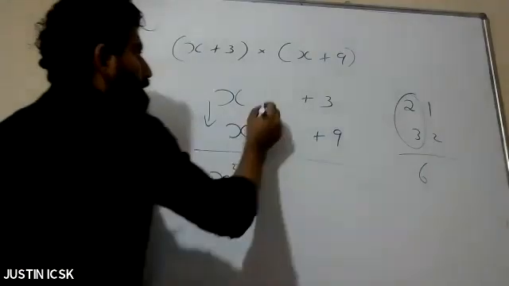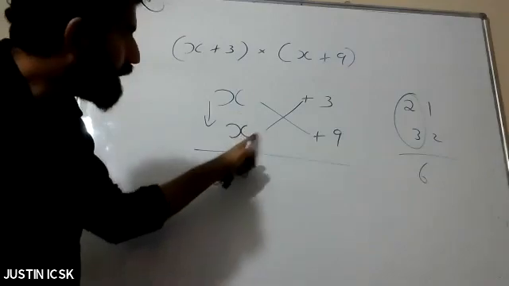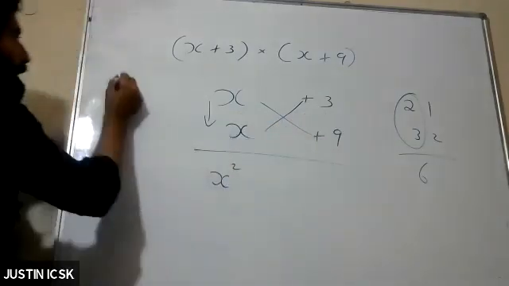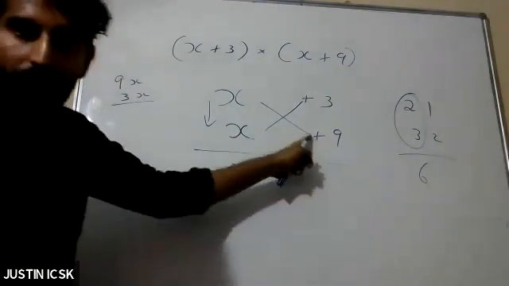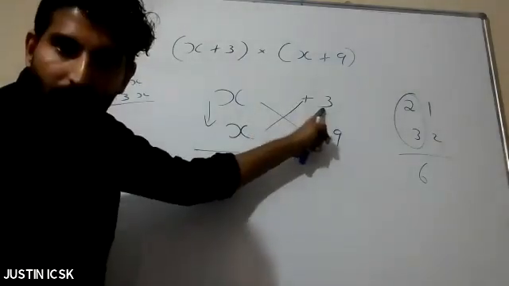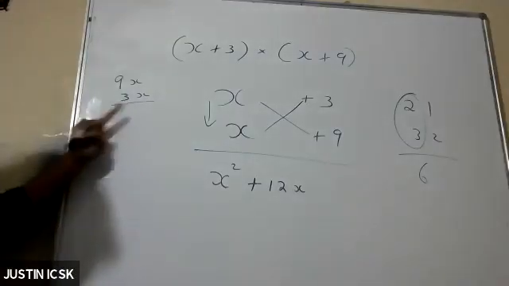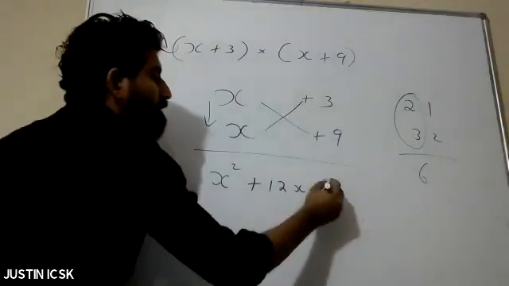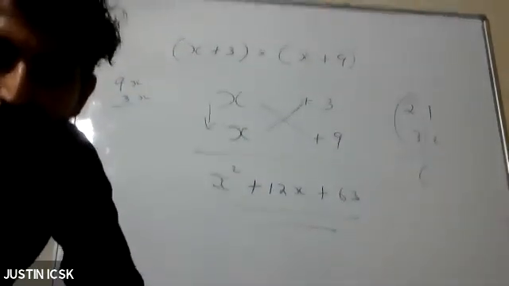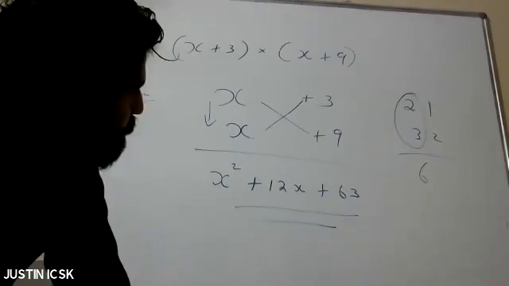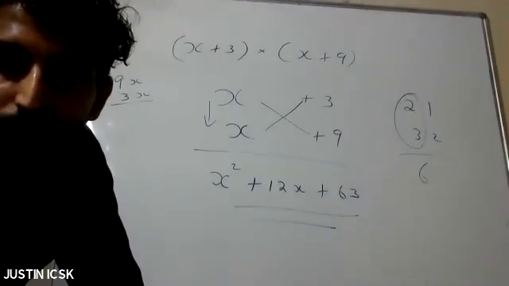After that, cross multiplication, right? 9 into x, 9x. 3 into x, 3x. So you'll get 9x plus 3x, which is 12x. Then 9 threes are 63. So x square plus 12x plus 63. So criss-cross method we can use for algebra also.